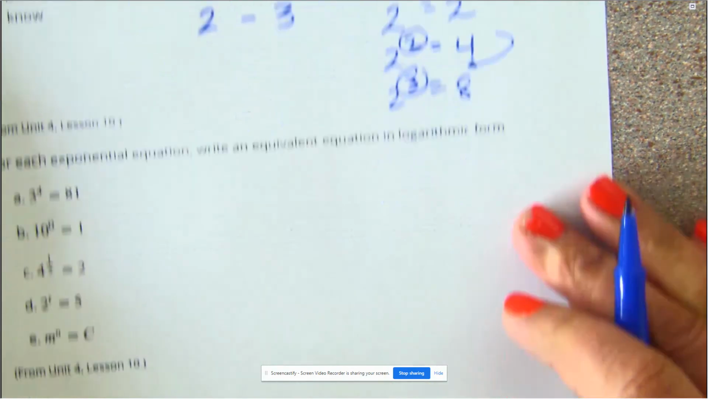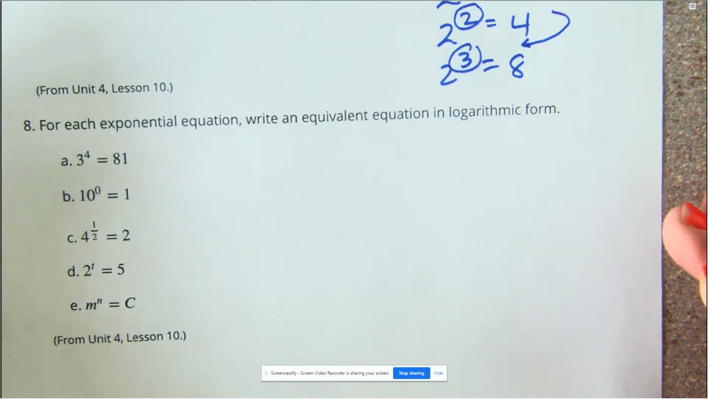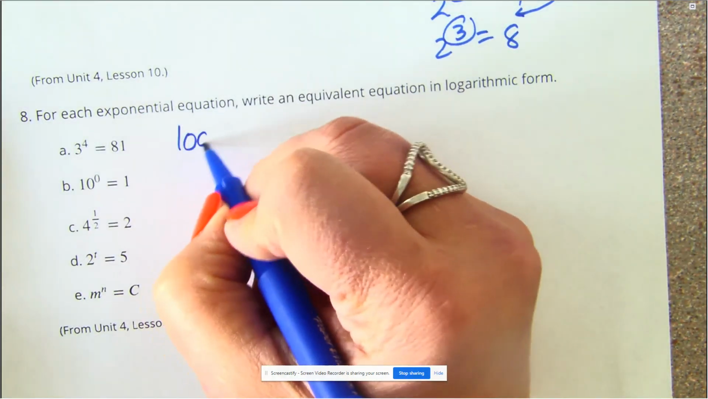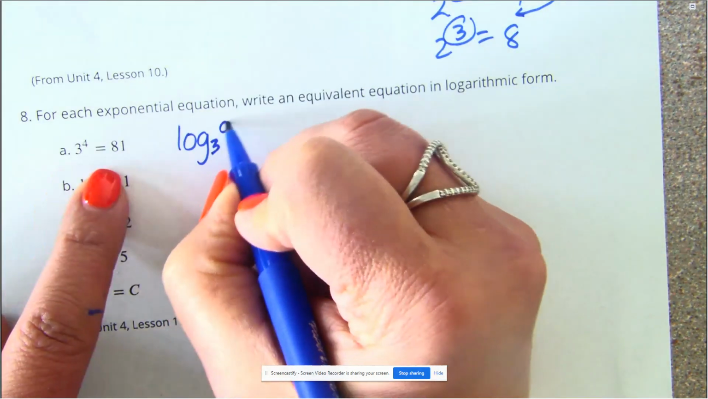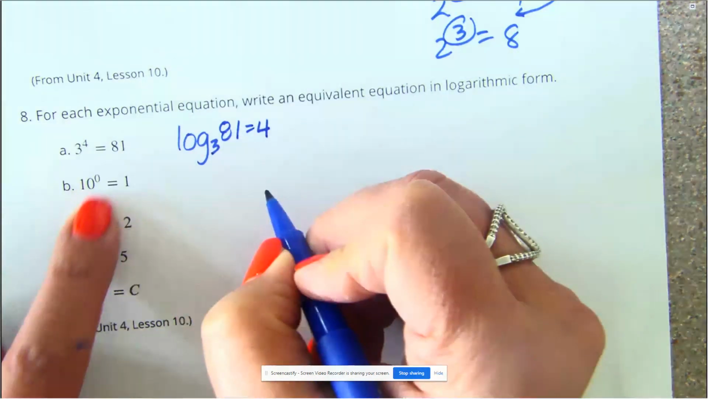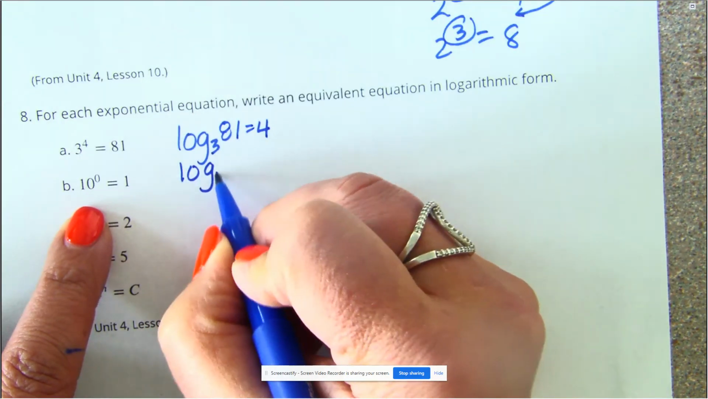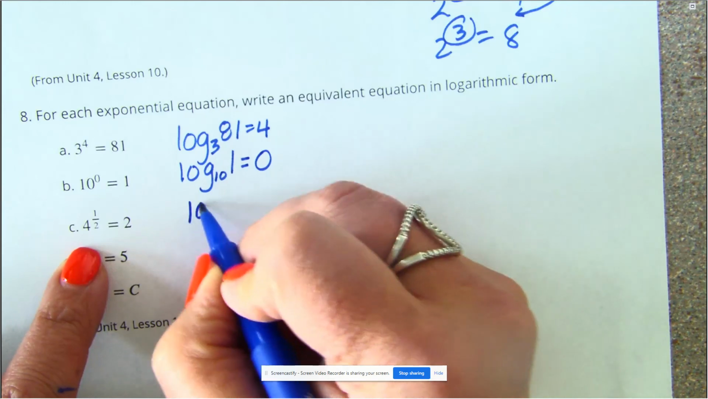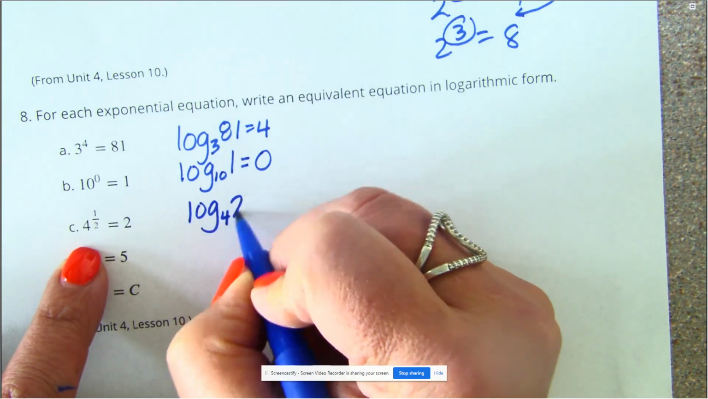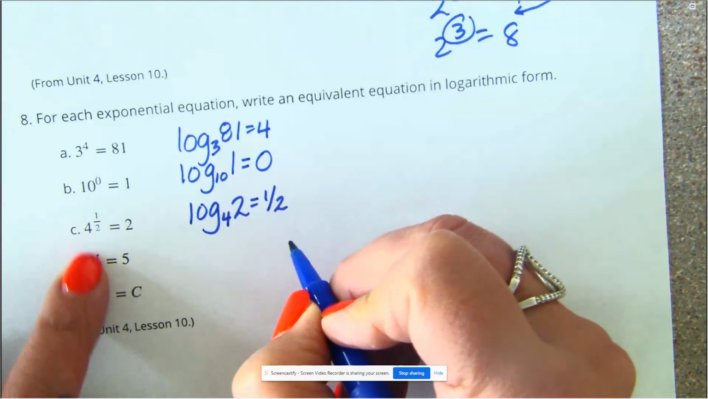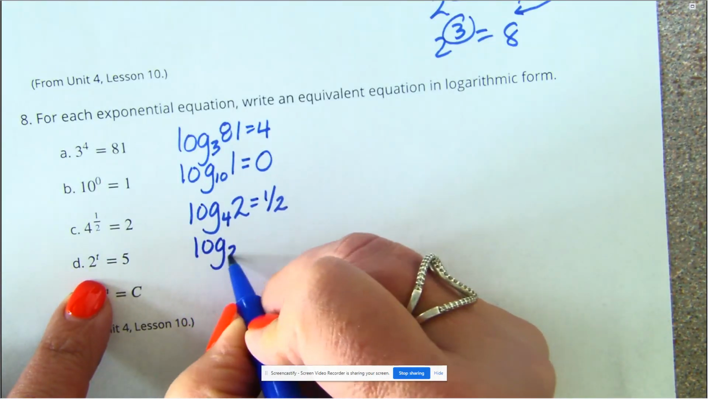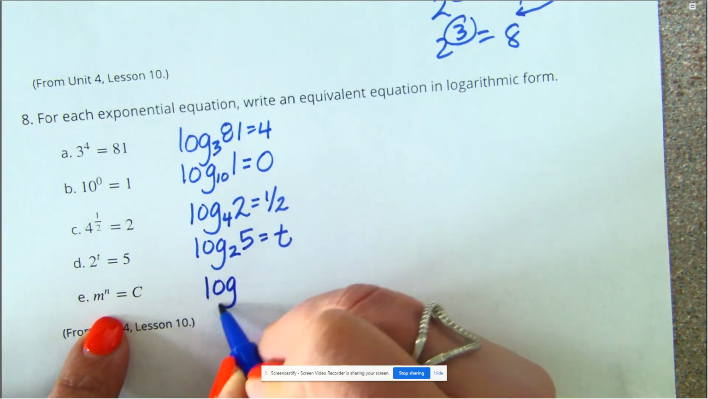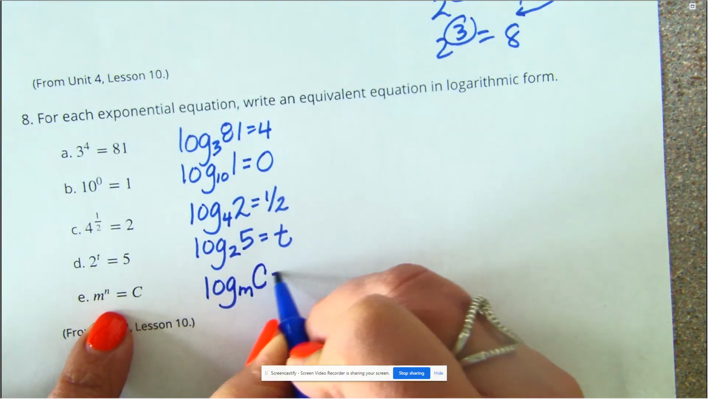Number 8. For each exponential equation, write an equivalent equation in logarithmic form. So this is log base 3 of 81 is 4. Log base 10 of 1 is 0. Log base 4 of 2 is 1/2. Log base 2 of 5 is t. Log base m of c is n.